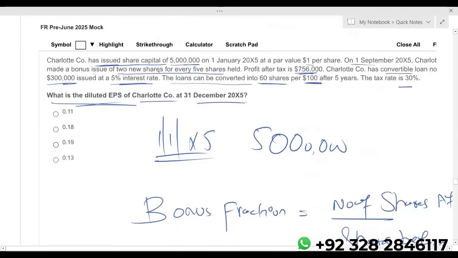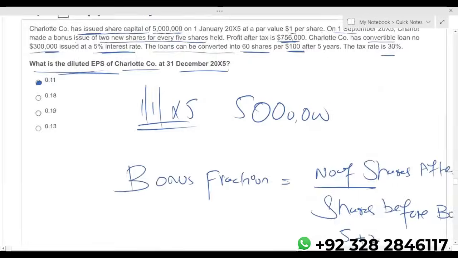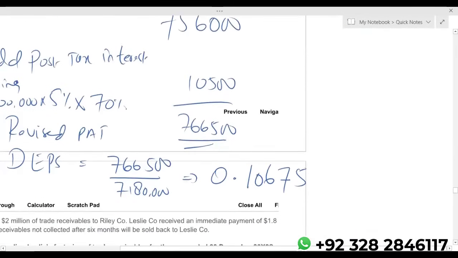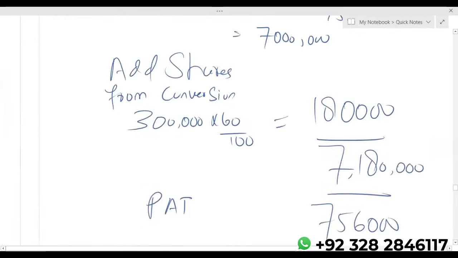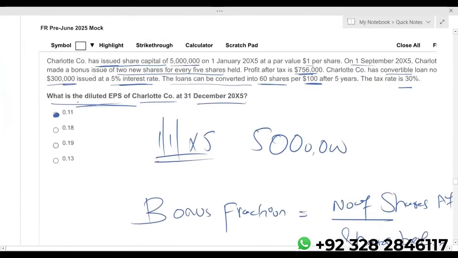Now, which option is nearest? Can I say the first one? Look at this. 0.106. This 6 will make 0 become 1. Is that clear? The first option is the nearest one. Alpha.